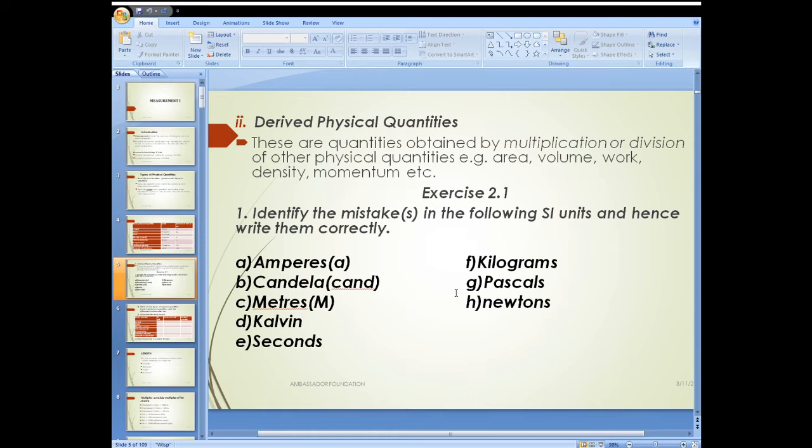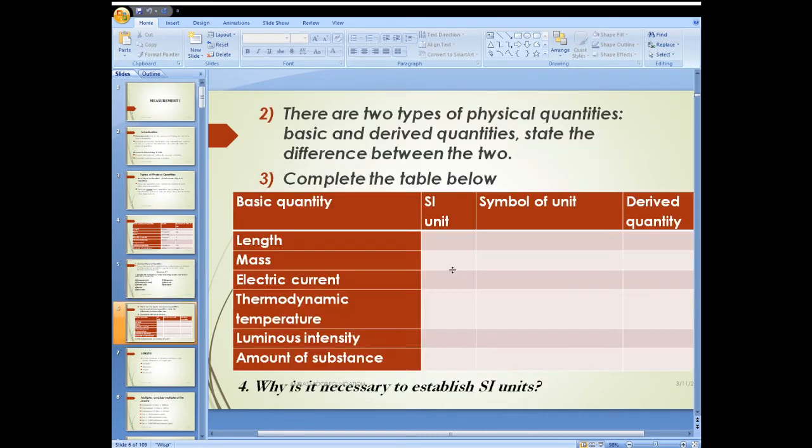Candela, it should be capital C, small d. That is it. Now proceed with the meters, Kelvin, seconds, kilograms, pascals, newtons. Find the mistake in each case. You can go back to our previous slide and check on it. You will be able to get guided on what the mistakes are. So that is it. Still, we continue with our exercise.